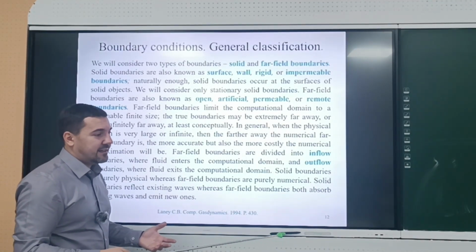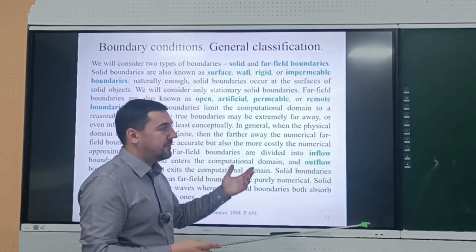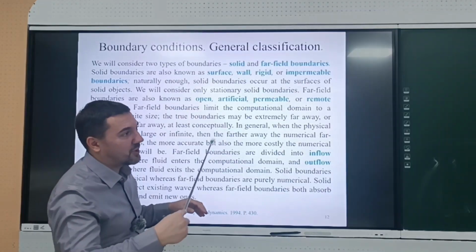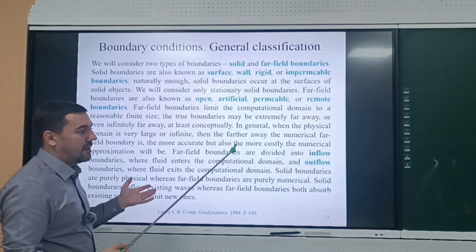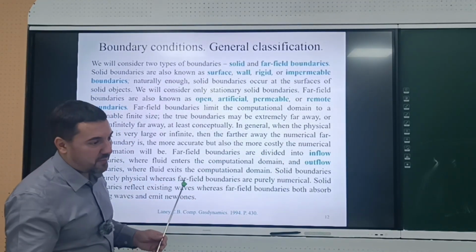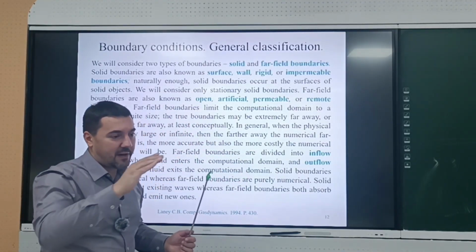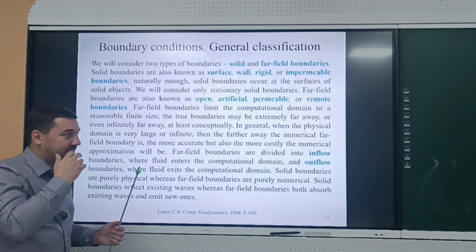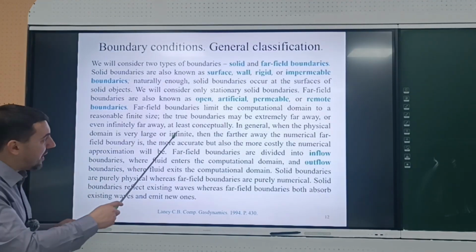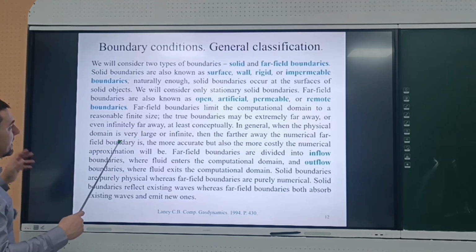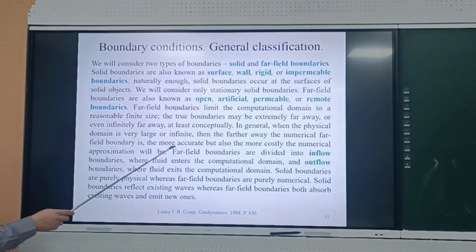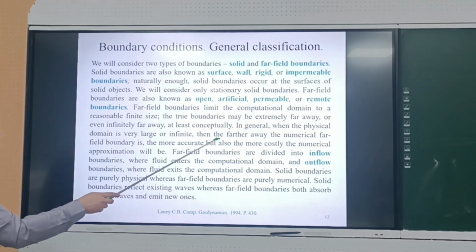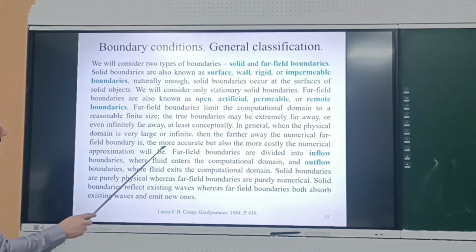So the problem is that it would be great not to have this artificial boundary. Why artificial? Because in reality we don't have this boundary. So we have some space, but we are not able to compute our problem in unconfined space at all. We should impose the boundary, and we should define the boundary conditions. The true boundaries may be extremely far away, or even infinitely far away, at least conceptually. In general, when the physical domain is very large or infinite, then the farther away the numerical far-field boundary is, the more accurate, but also the more costly the numerical approximation will be.